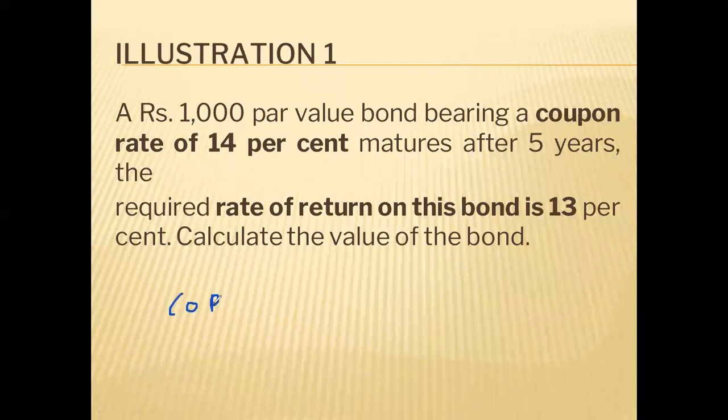Understand coupon rate. Coupon rate is the rate of interest. This will be fixed by the company which is issuing the bonds. So if XYZ Limited is issuing the bonds, this rate of interest will be fixed by the company, that it is going to give 10% interest every year on the bonds.